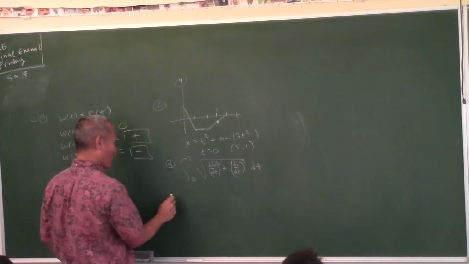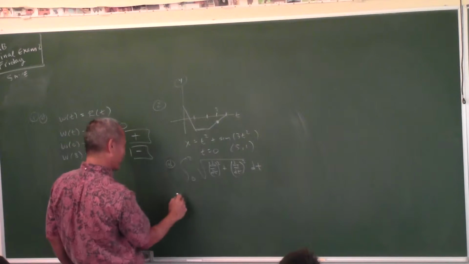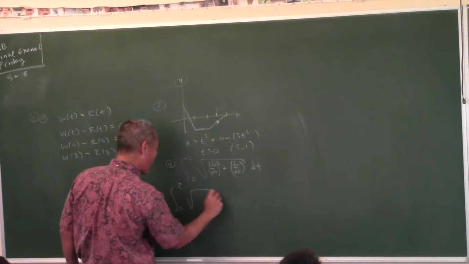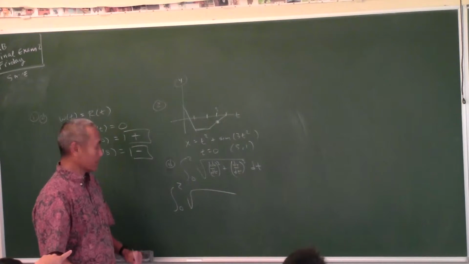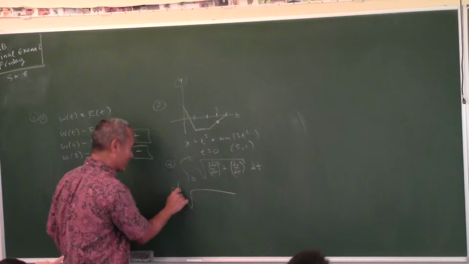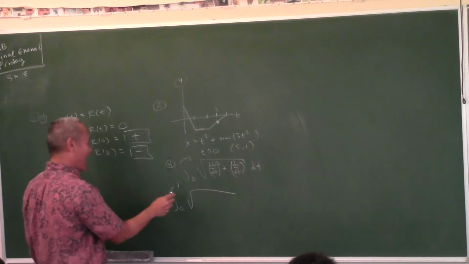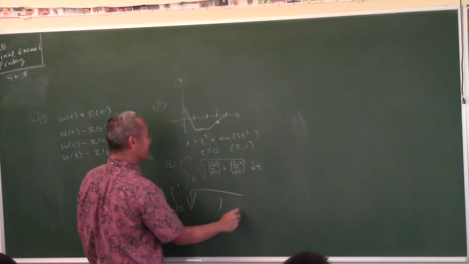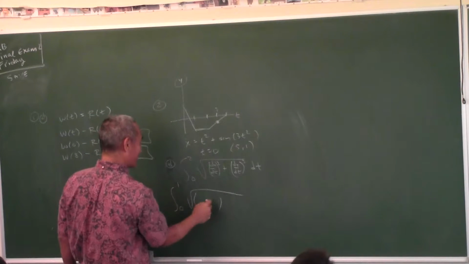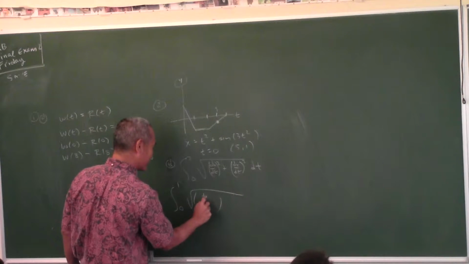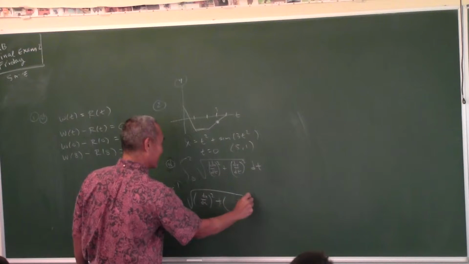Okay, so one integral is going to go from 0 to 1, square root of dx dt, but they gave you dx dt, so you can just write dx dt because it's given in the problem, plus dy dt squared dt.